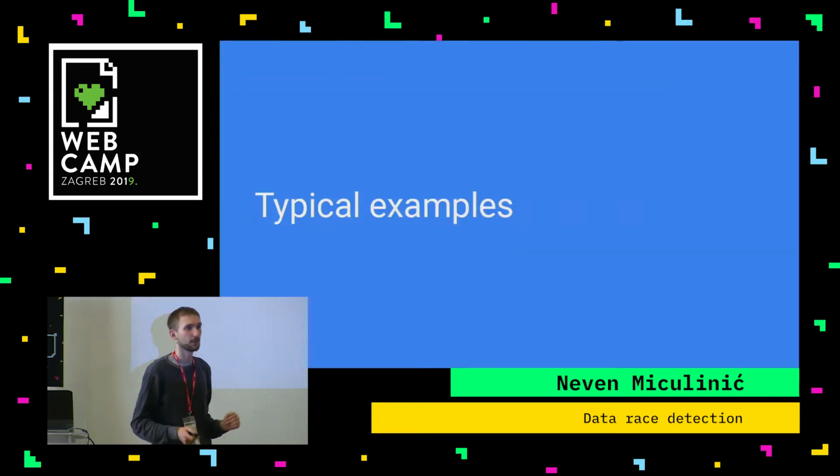So here are some typical examples of common mistakes people make in programming languages like Go, C++, Java, but not Rust, because in Rust, its type system actually prevents you from doing most of these things.